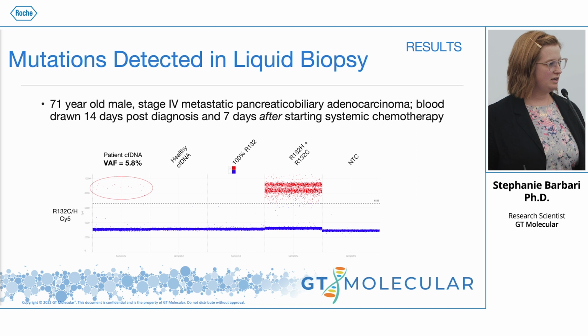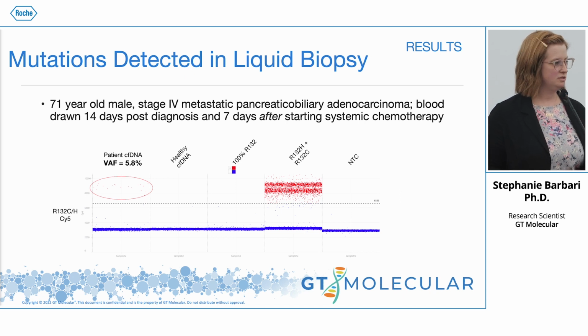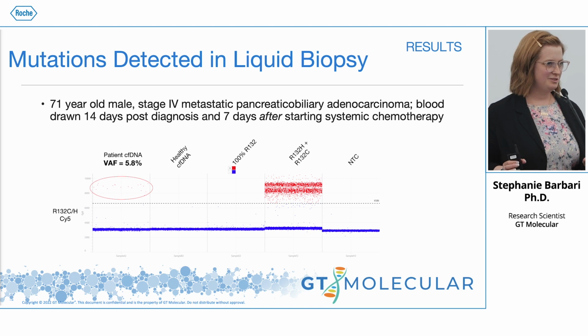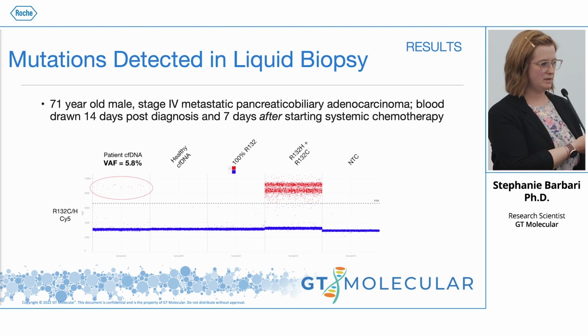A similar story: this patient was a 71-year-old male with stage 4 pancreatic cancer. The blood was drawn 14 days post-diagnosis and 7 days after starting systemic chemotherapy. Again, with 1 ml of plasma, we were able to easily detect the mutations. Unfortunately, we didn't have time points before and after, but this would be a great example of getting a baseline of cell-free DNA levels and then seeing how those levels respond to treatment.